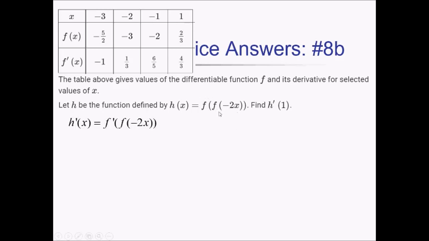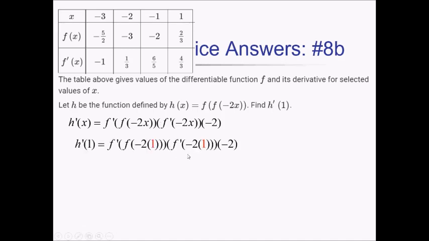Next, I have to take the derivative of the next function in, which is f of negative 2x. Derivative of that is going to be f prime of something, so f prime of negative 2x. And finally, I have to take the derivative of negative 2x itself, and that derivative is just negative 2. All right, so at this point, let me plug 1 into all this stuff. So I'm going to cut and paste all of this. I'm just going to replace all the x's with 1s.